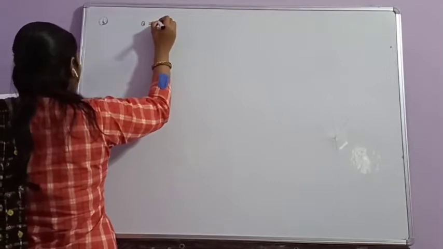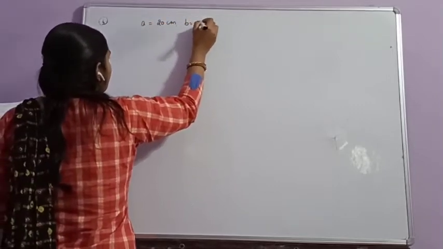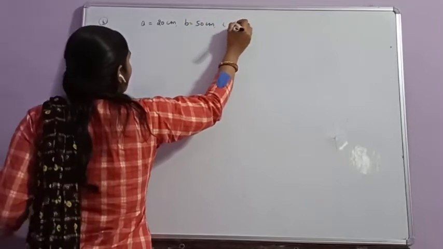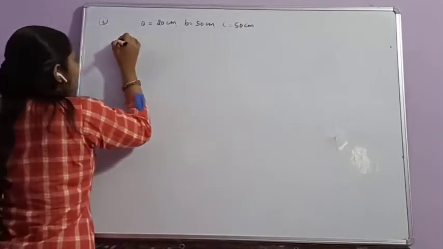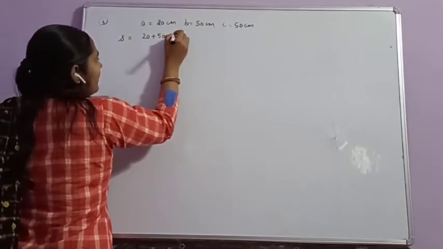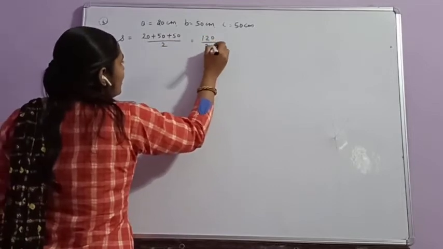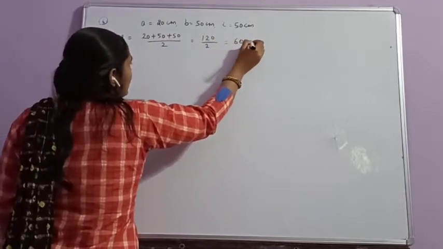First of all, the sides are given: A is equal to 20 centimeter, B is equal to 50 centimeter and C is equal to 50 centimeter. Then the semi perimeter will be (A plus B plus C) divided by 2, that is equal to 120 divided by 2, that is equal to 60 centimeter.